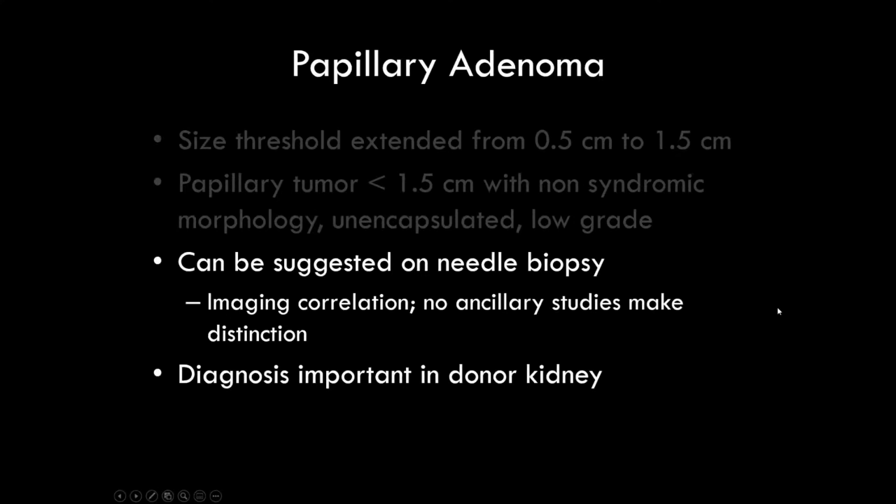So this diagnosis actually may kind of seem trivial. So why are we making this change? It's especially important in certain conditions like when you're evaluating a donor kidney. So in a donor kidney, if you call something a papillary carcinoma, that kidney will not be available to be transplanted, right?